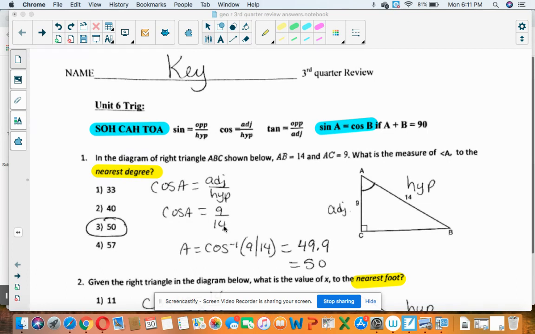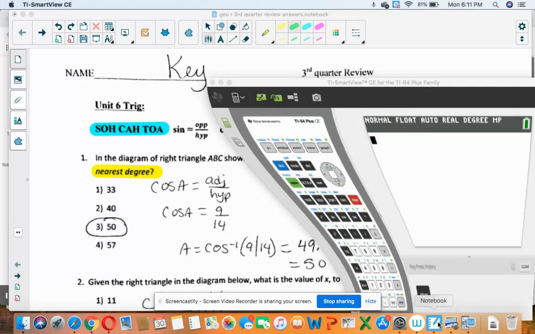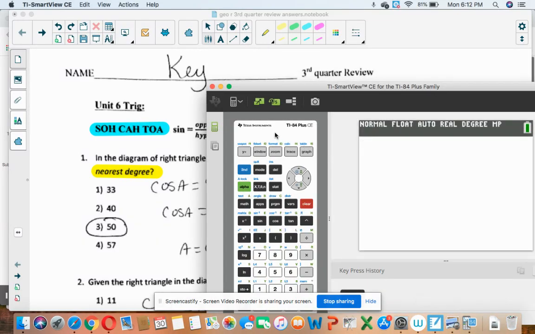Now, when you don't have the angle, when the angle is the thing that you're trying to find, that's when you're going to do the inverse. So A equals cosine negative 1, parentheses 9 divided by 14. Just to remind you guys how to do that in your calculator. All right, you can download a calculator. There's a link off the website, or if you just want to use your phone, that would be fine also. You have to make sure that you're in degree mode.